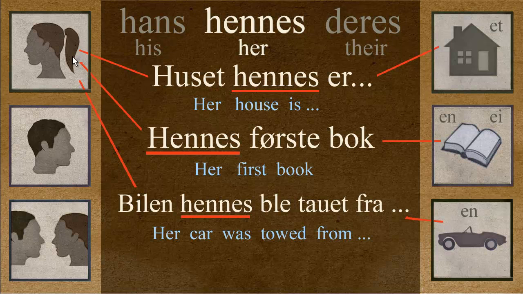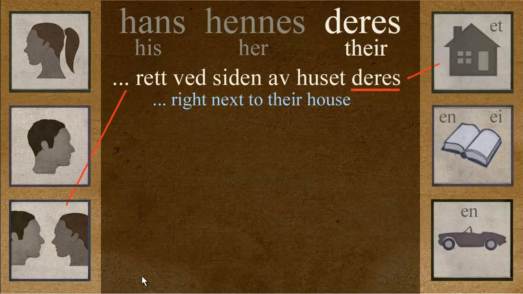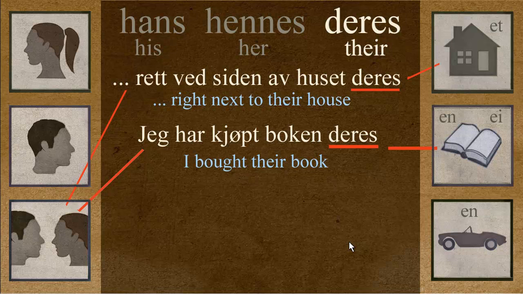So you get the idea of this. It's very simple if it's just one person, and there's nobody else involved, and you're using Hans, Hennes, deres. You use them like this. These are examples of how you can use them. And this is sort of back to basics. This is like the first stuff that they teach. Deres, ret ved siden av huset deres, right next to their house. There's nobody else involved, so it's their house you're talking about. It's pretty clear.